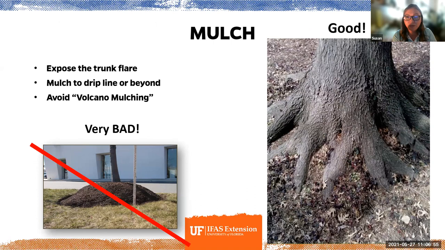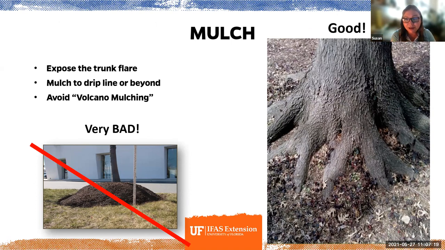Here's an example of what your tree should look like. And on the right-hand side, you should be able to see the roots flaring out there. You want to have that trunk flare exposed. You don't want to mulch beyond the drip line of the tree.